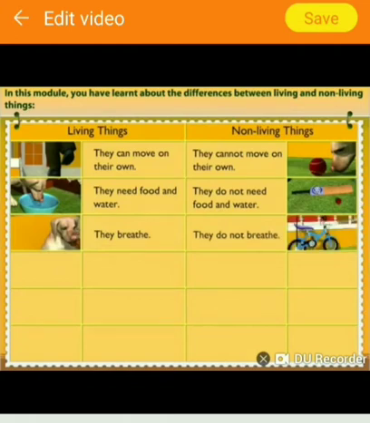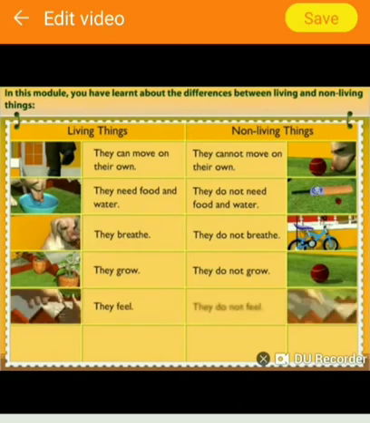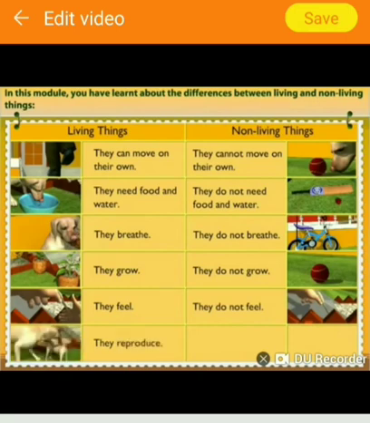Non-living things do not breathe. Living things grow. Non-living things do not grow. Living things feel, and non-living things do not feel. Living things reproduce their young ones, whereas non-living things do not reproduce.